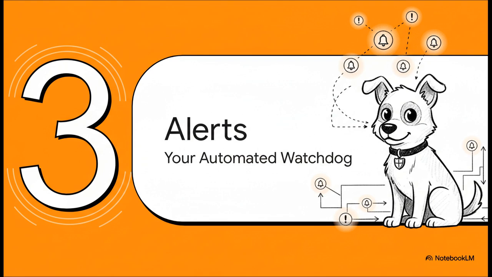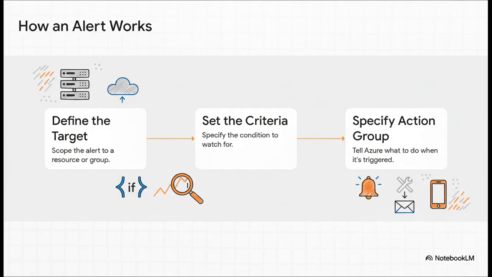Think of them as your automated watchdog, constantly on guard, 24/7. At its heart, an alert rule is just a really simple but powerful if-then statement. It's got three parts. First, you define the target. That's what you want it to watch. Then you set the criteria. That's the if part, like if CPU is over 90% for 5 minutes. And finally, you specify the action. That's the then part. Then do this.